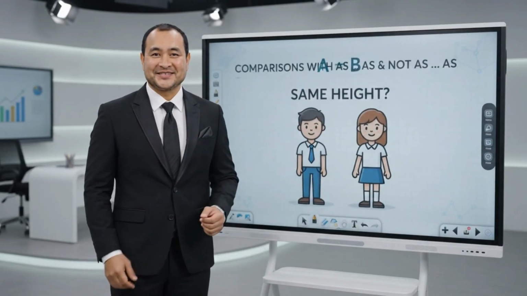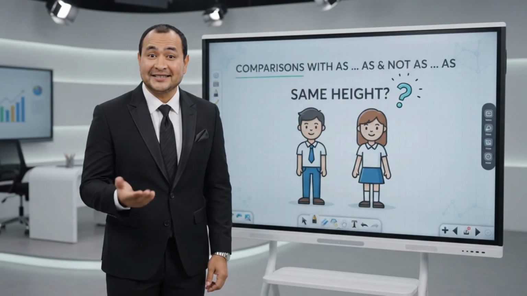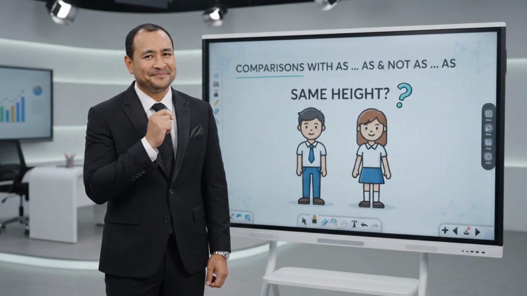Look at these two students. They are the same height. How can we compare them?